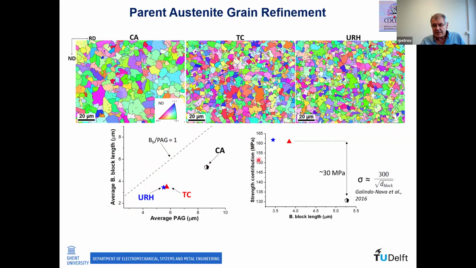In fact, there's one model by Galindo and Nava which says that the yield strength contribution of the block size, linked to the prior austenite grain size, is the following. So if you have small grains, around 300 megapascals we can get for those grain sizes only by the refining of austenite, which is not really very big. So then the question is if this refining is enough to have better strength in the material.